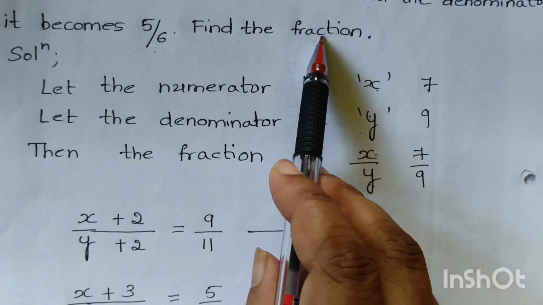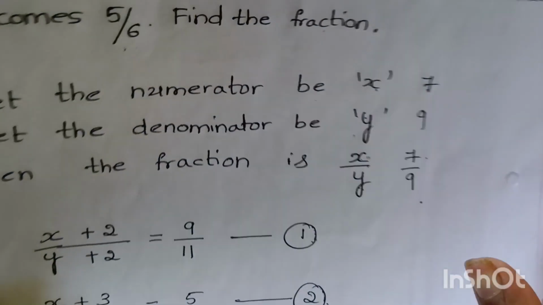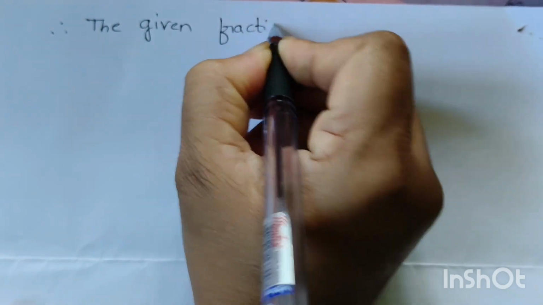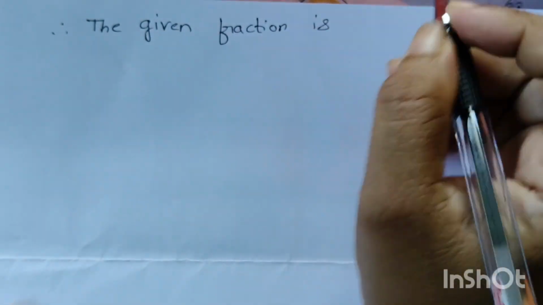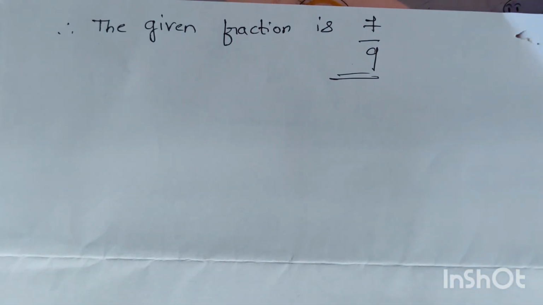That is what they told us to find out. Find the fraction. What is our fraction? 7 by 9. So let us write. Therefore, the given fraction is 7 by 9. This is your answer. Now let us do the verification. But no need to do the verification in your exams. It is only for your better understanding of the problem.